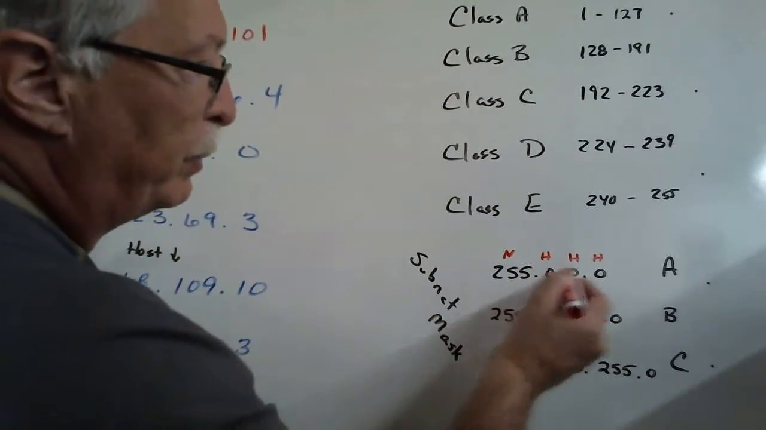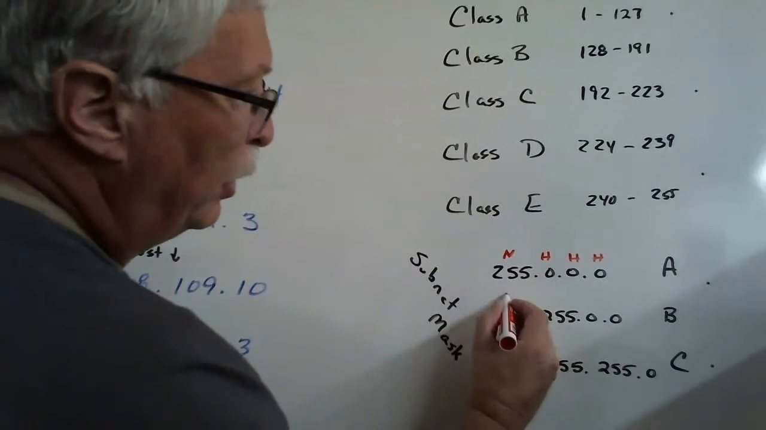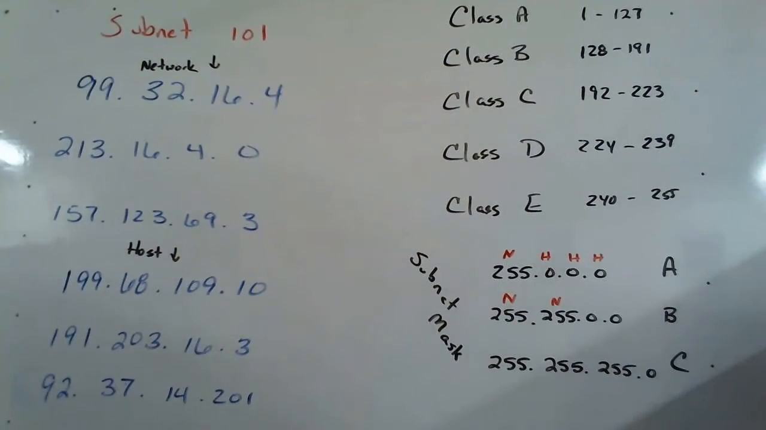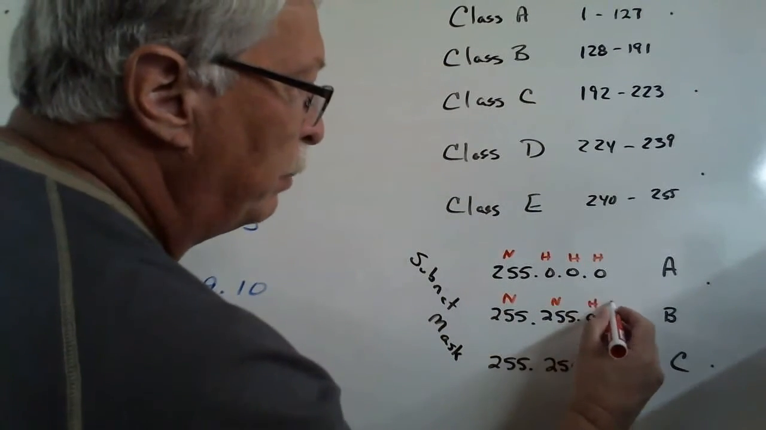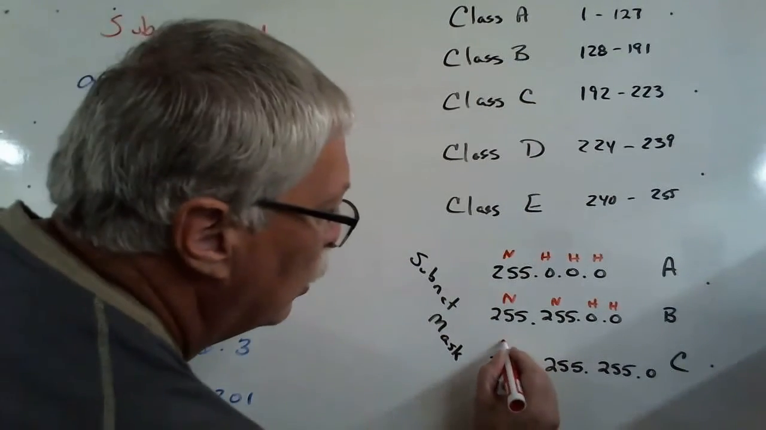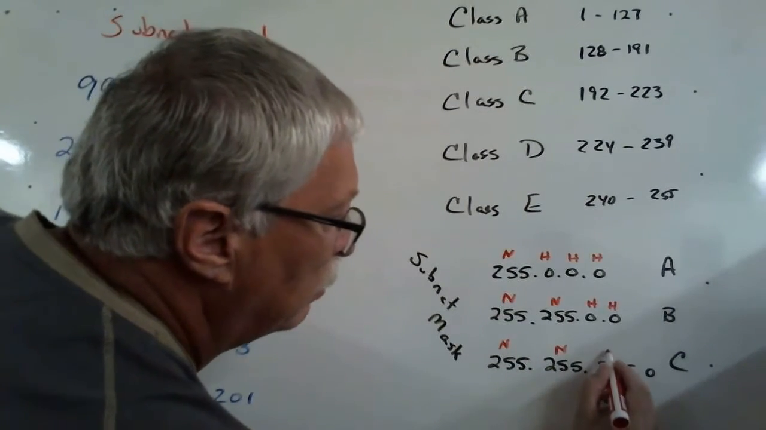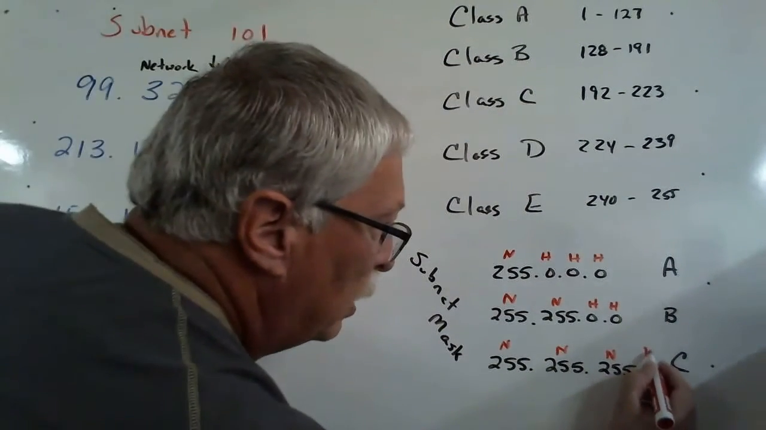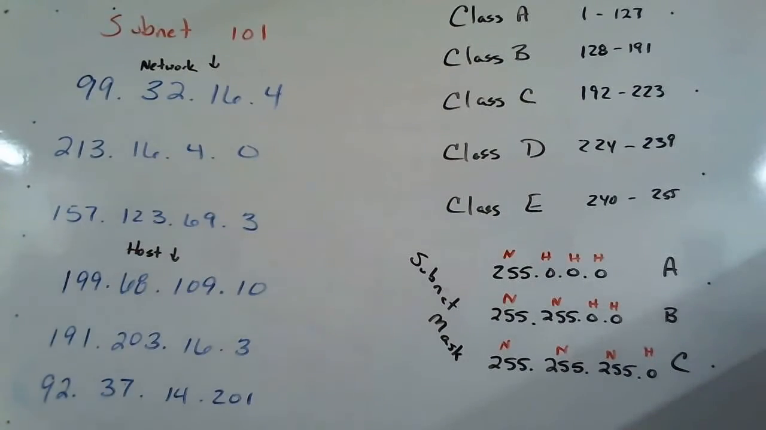And so when we go from a class A to a class B, you can see now we need two numbers to make up a network and two numbers to make up a host. And likewise, when we move to a class C, we have three numbers that get us to the right network, and only one itty bitty number gets us to the right machine.